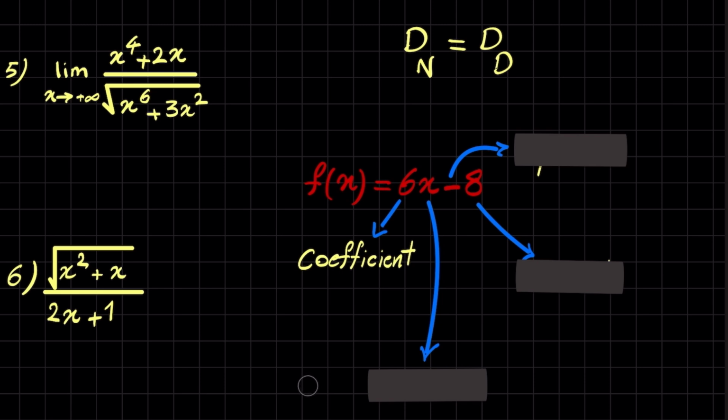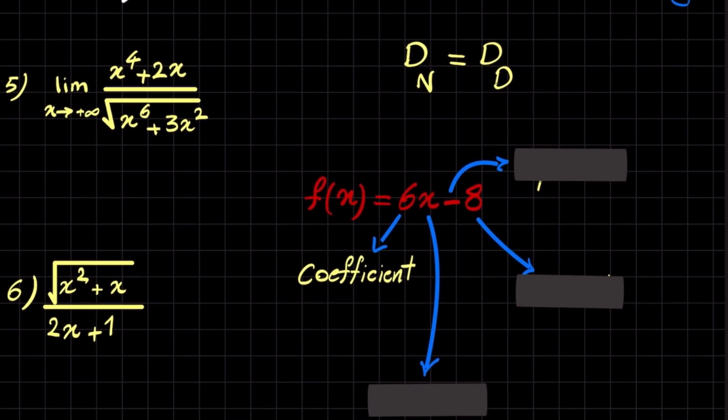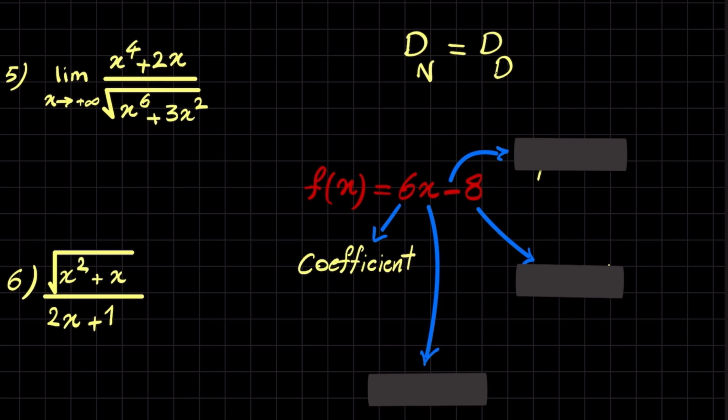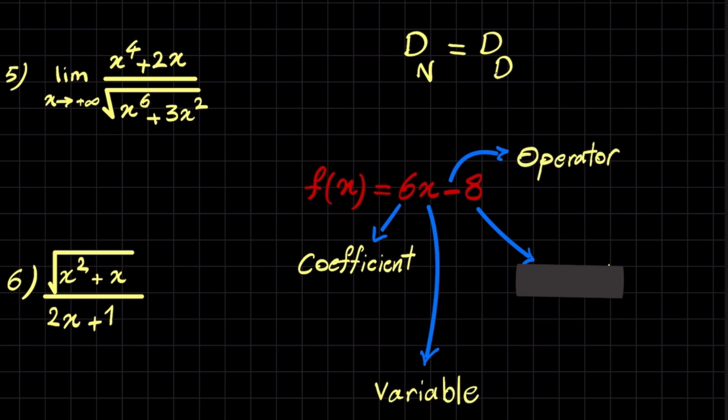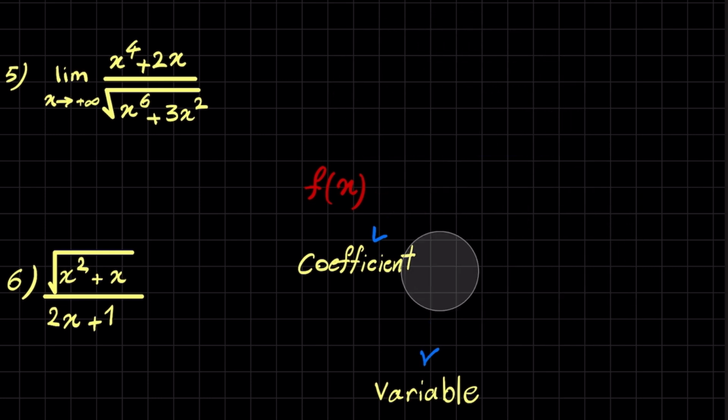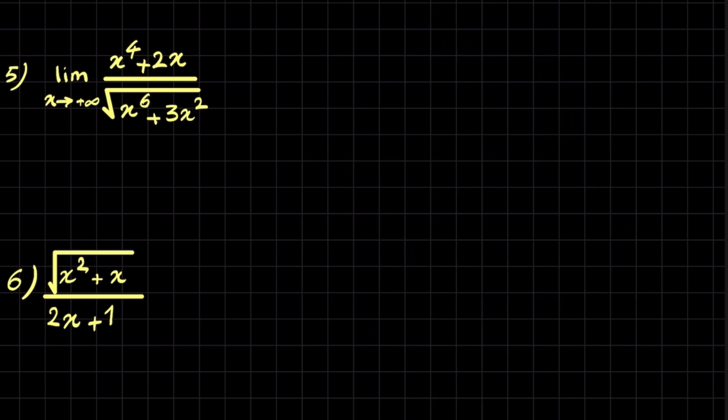So here 6 is the coefficient, which is a constant number that gets behind the variable, and that's going to be x. It could be anything, it could be y, it could be z, and we call the plus or negative an operator. And for the last one, 8 is going to be a constant number, or called in the function a constant. So let's solve these ones.